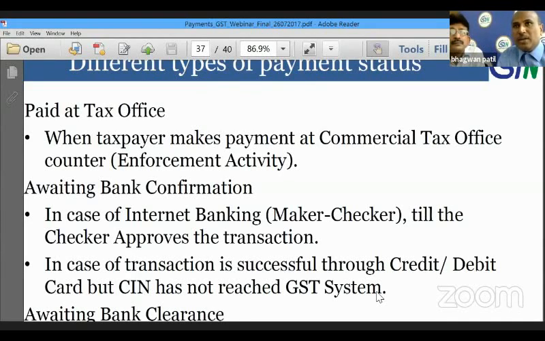So almost we have covered all the questions, and you can use our portals for GST, www.gst.gov.in, and also for CBC. If you have any questions, we'll be very happy to serve you.